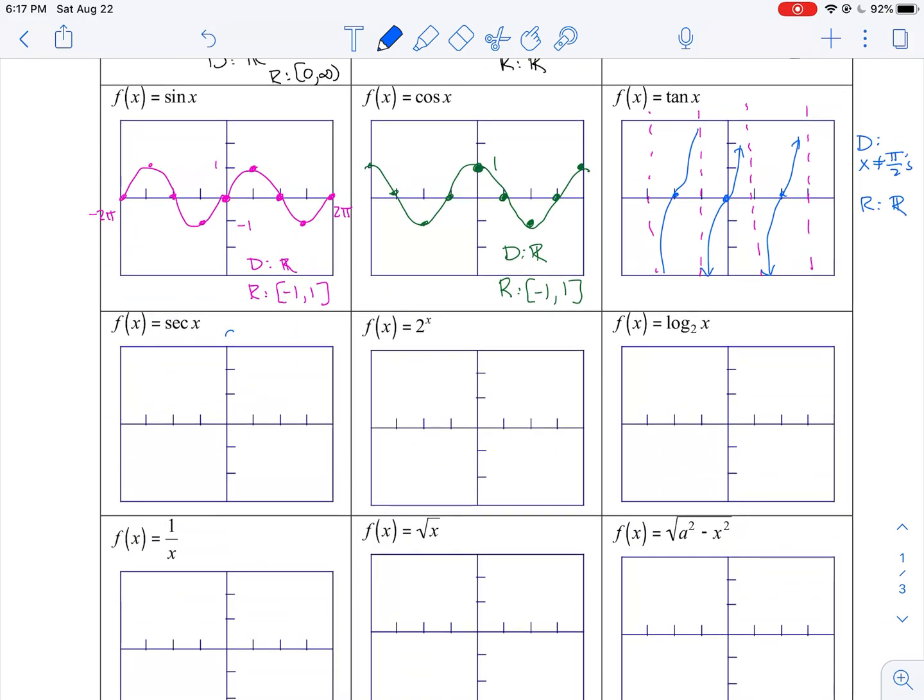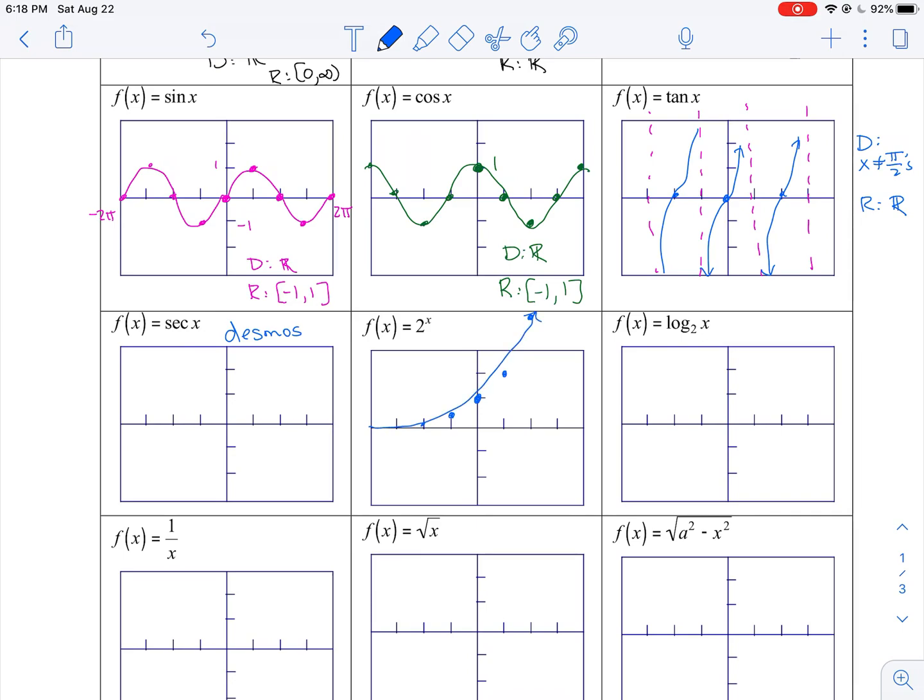Secant, you guys can go ahead and graph that on Desmos. I also have it in our finished notes. 2 to the x is our exponential function. So again, you can use a table of values to graph it. 2 to the 0 is 1. 2 to the first is 2. 2 to the second is 4, so it would be up here. 2 to the -1 is 1/2. 2 to the -2 is 1/4.